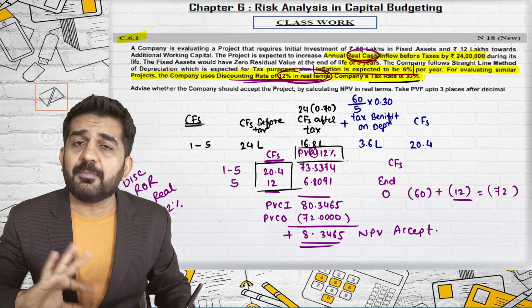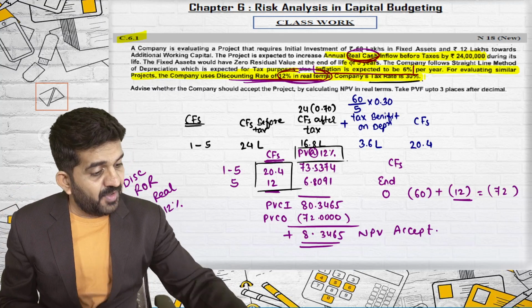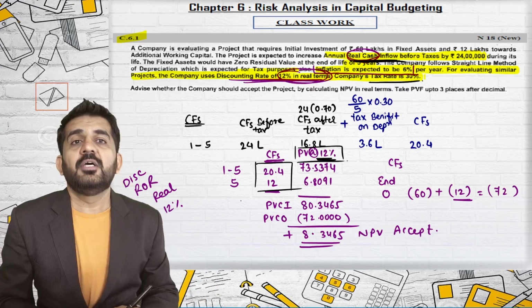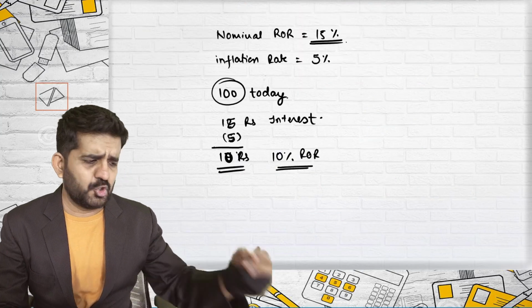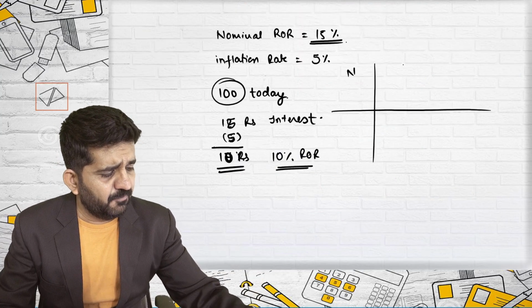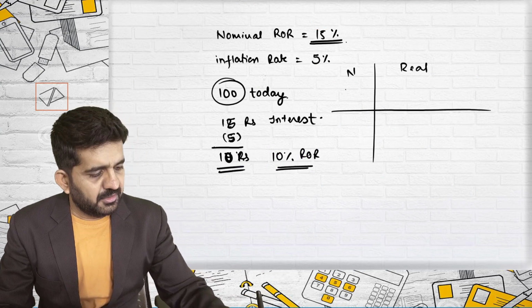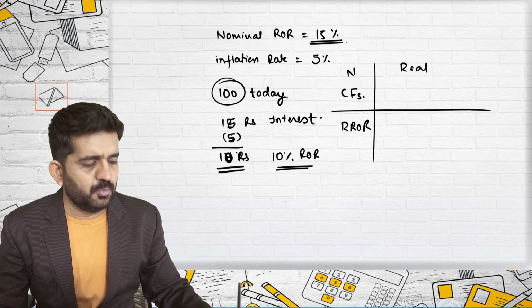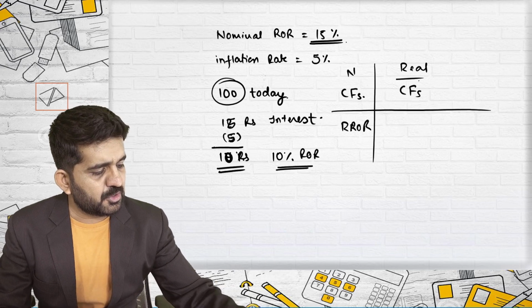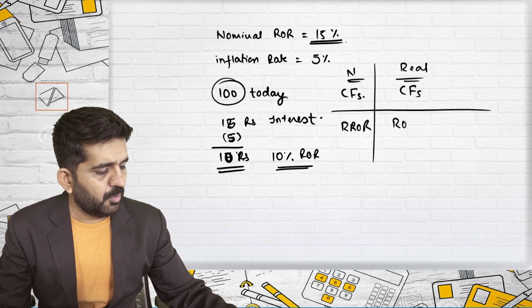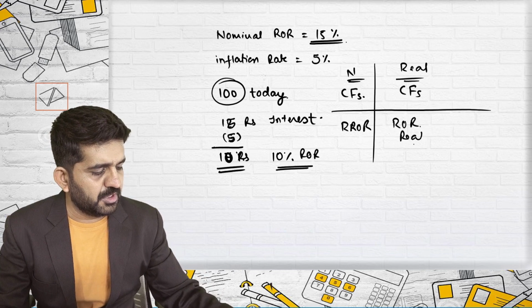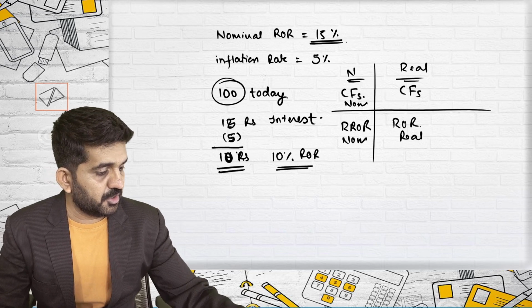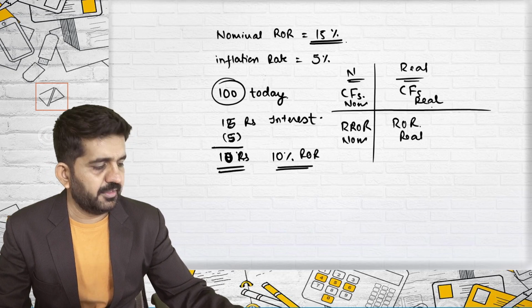Our decision will be correct because everything is nominal. Whenever real cash flows are given, you should use the real required rate of return. As simple as this: if it is nominal, cash flows should be used as nominal and the required rate of return should be used as nominal. If it is real, cash flows should be used as real and the required rate of return should also be real.